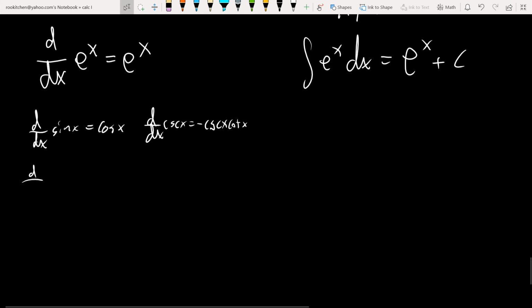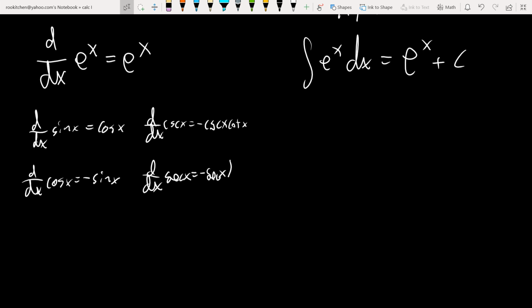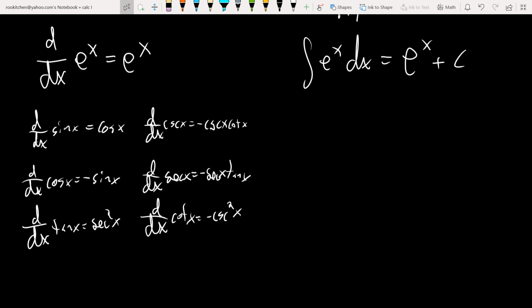The derivative with respect to x of cosine x is negative sine x. The derivative of secant x is negative secant x tan x. The derivative of tan x is secant squared x, and the derivative of cotan x is negative cosecant squared x.